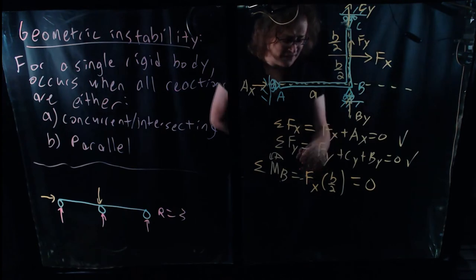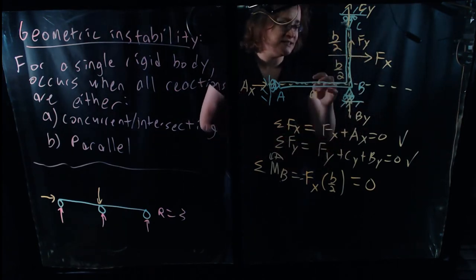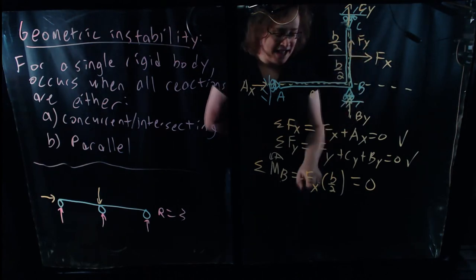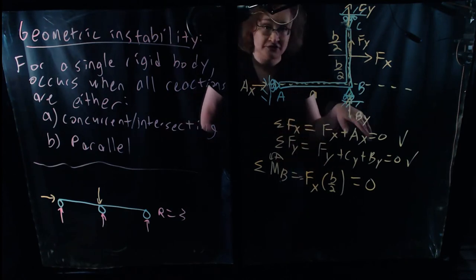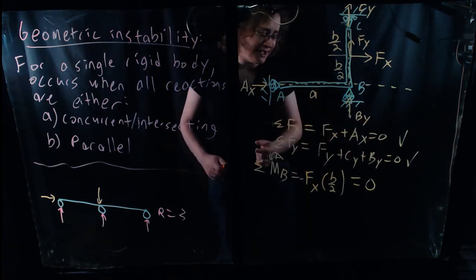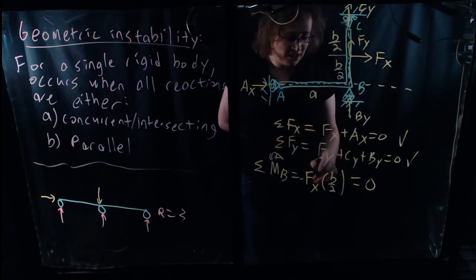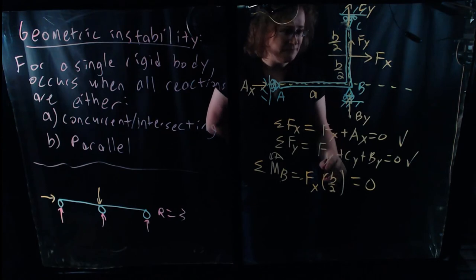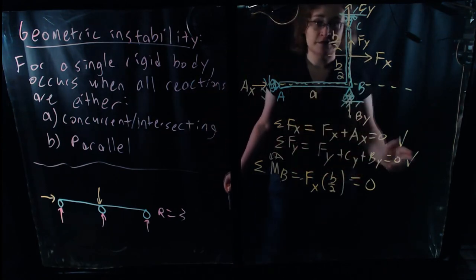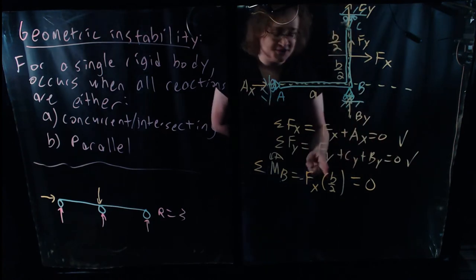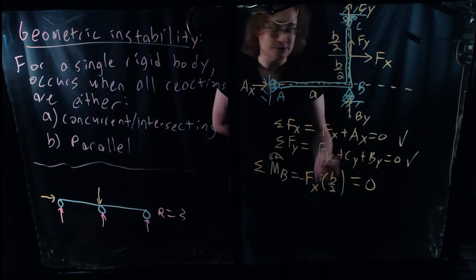Anyway, you can interpret this two ways. One, you could interpret this as I have a force component and therefore a moment with nothing to resist it. Or another way you could look at it, from a more mathematical approach, this equation cannot be true. So Fx times b over 2 equals 0. The only way this equation is true is if Fx is 0 or b over 2 is 0. Therefore, b is equal to 0.